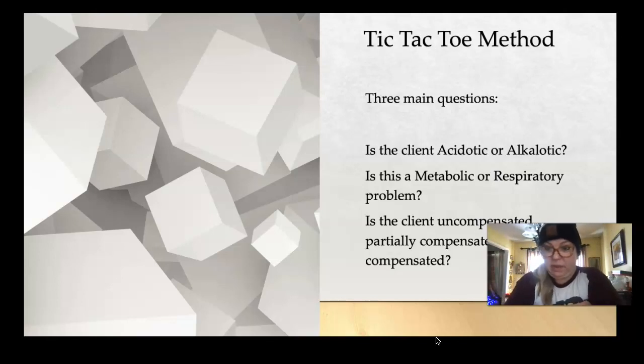All right, so three main questions. Is our patient acidotic or alkalotic? That's all going to be based on the pH. And then we need to figure out, is it a metabolic or a respiratory problem?